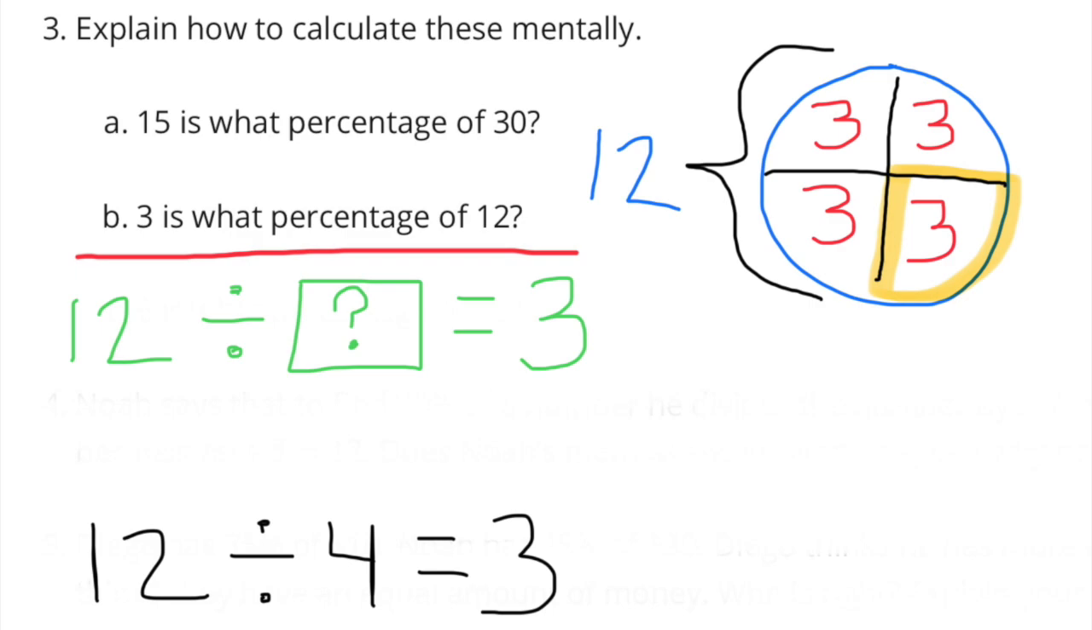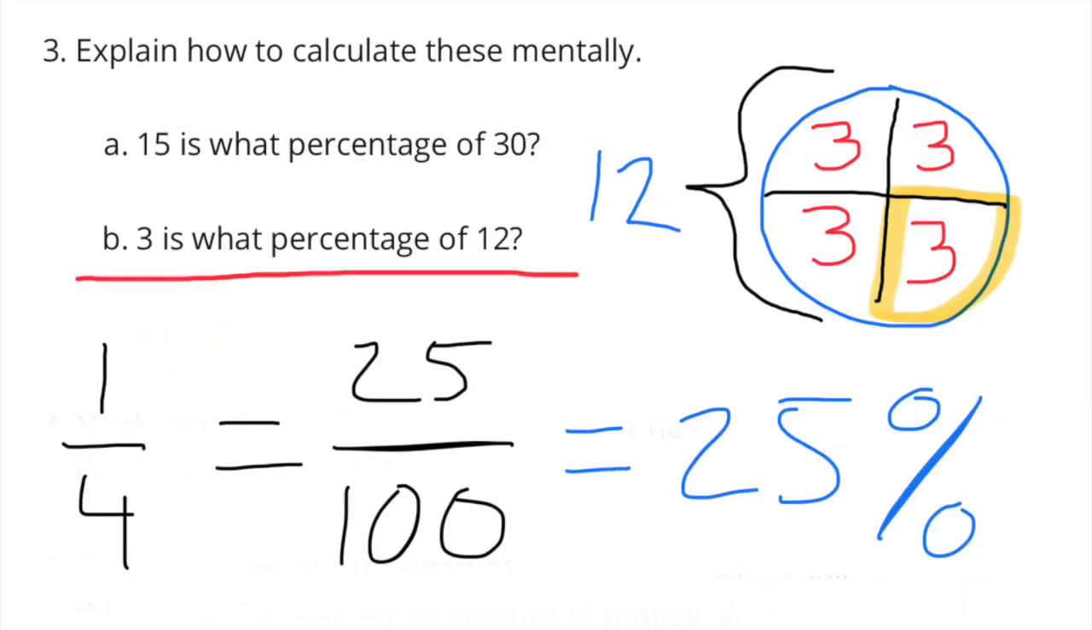B. 3 is what percentage of 12? I could begin solving this by asking, 12 divided by what number equals 3? And I know that 12 divided by 4 equals 3, so if I cut 12 up into 4 pieces, each piece would be worth 3. And when you cut something up into 4 pieces, you're cutting it up into fourths, which is the same thing as 25 hundredths, or 25%. So 3 is 25% of 12.